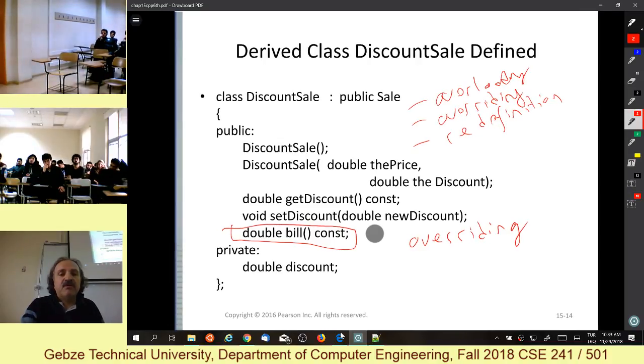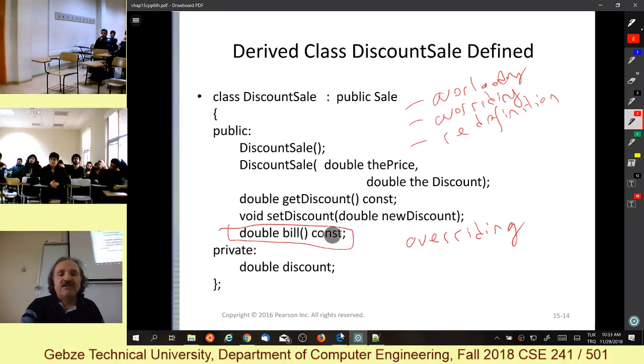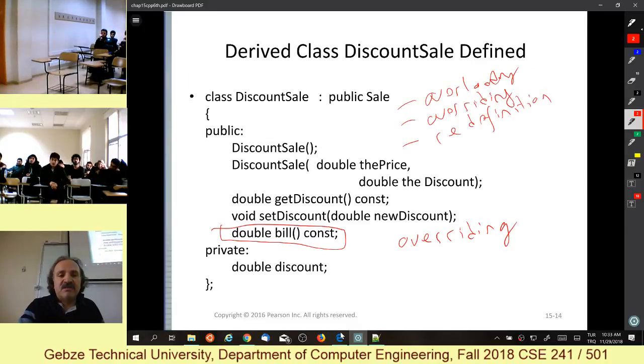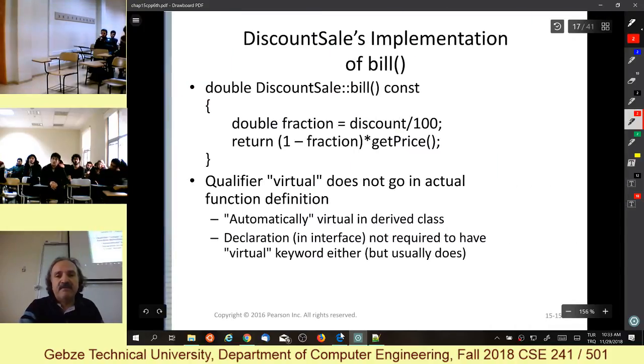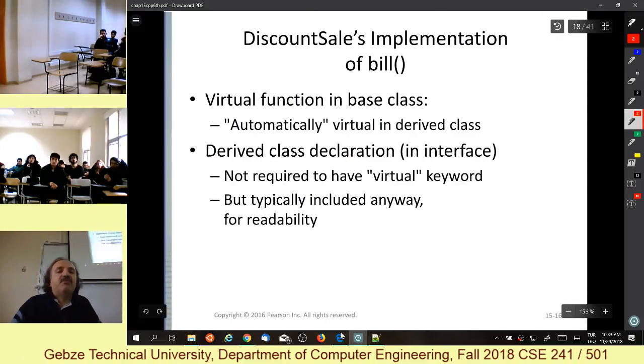Okay, so we are overriding this base class build function. Of course, we have our constructors as well. And our new build is this. And remember the base class build, it just returns the price. This one applies the discount. Okay. The qualifier virtual does not go into the actual function definition. We don't write it because it's in the header. What happens if you put it? If you put it, it's okay, but we usually don't include it.